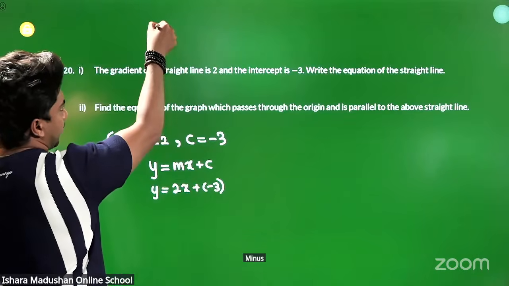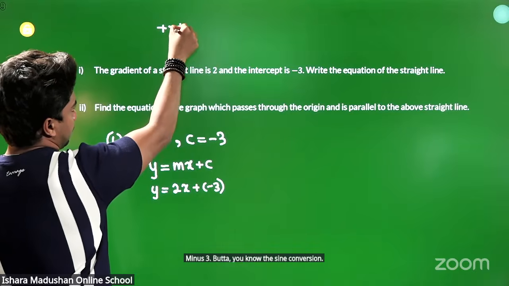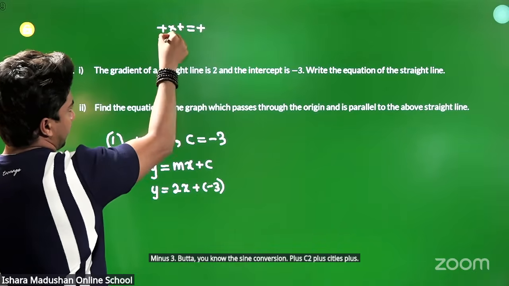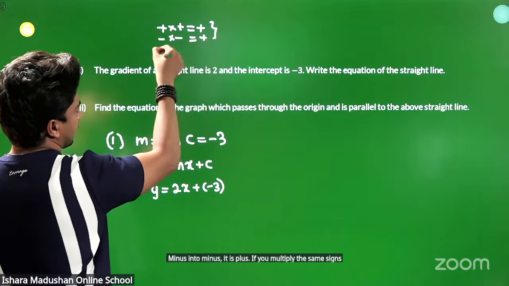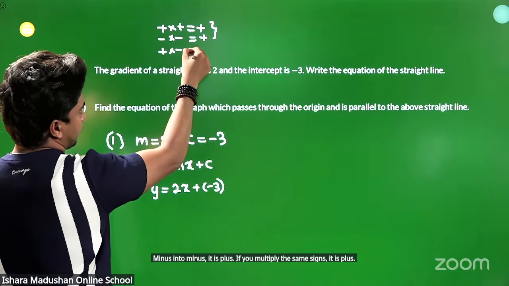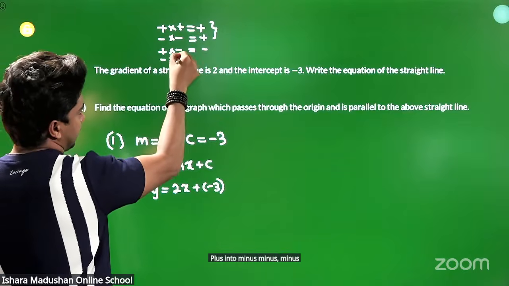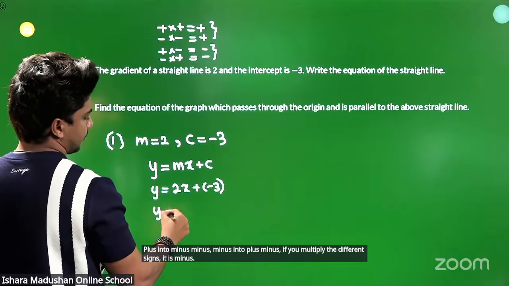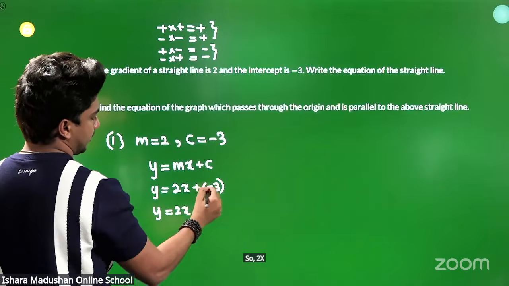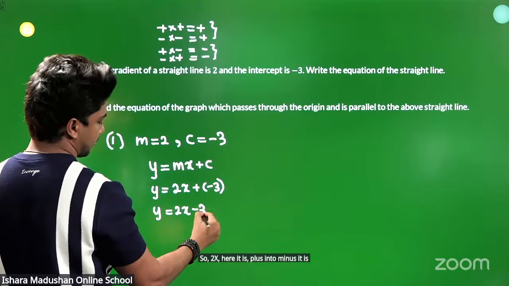Puta, you know the sign conversion. Plus into plus it is plus. Minus into minus it is plus. If you multiply the same signs, it is plus. Plus into minus is minus. Minus into plus is minus. If you multiply different signs, it is minus. So 2x, here it is plus into minus, it is minus. So minus 3.